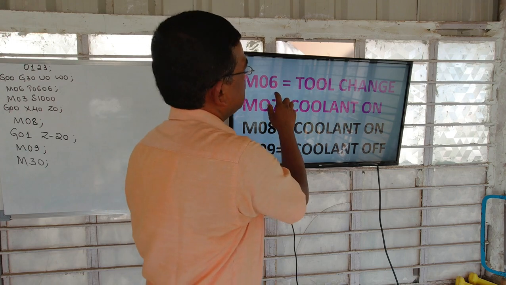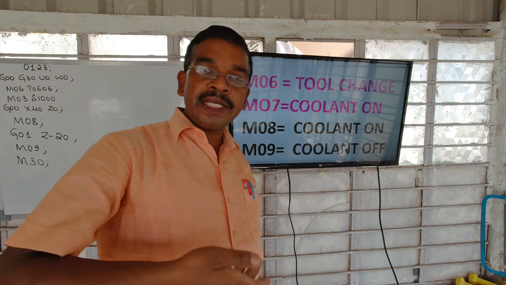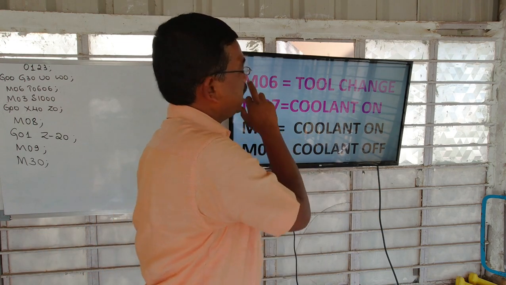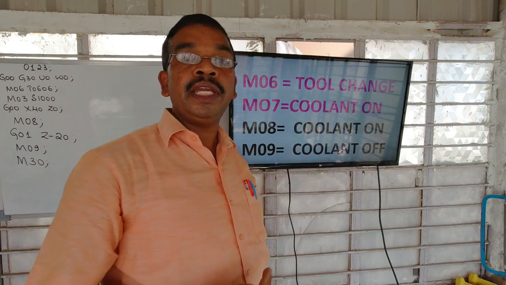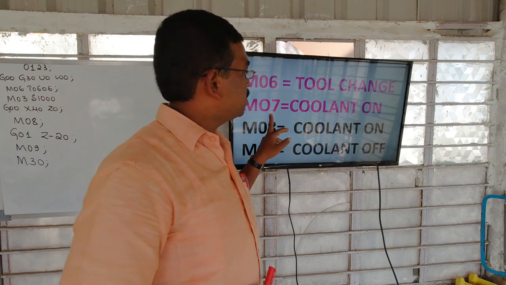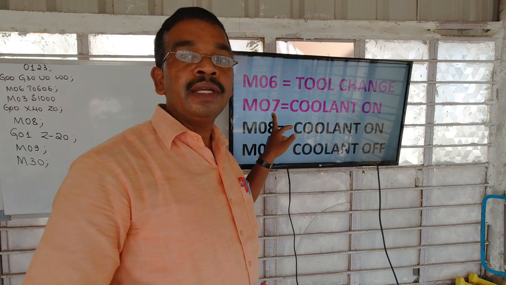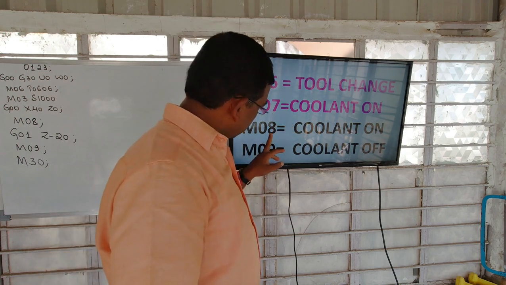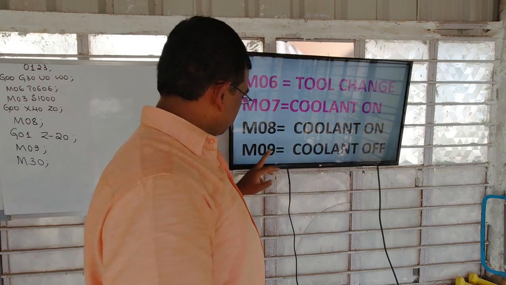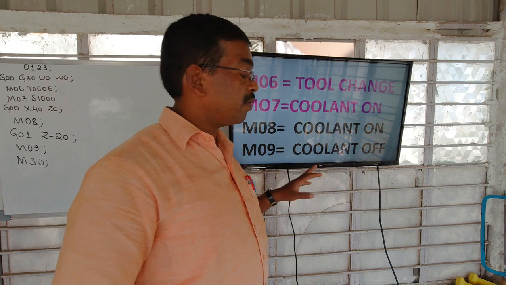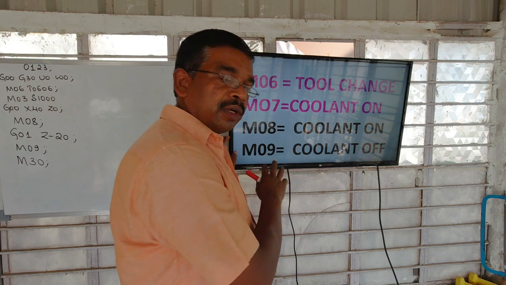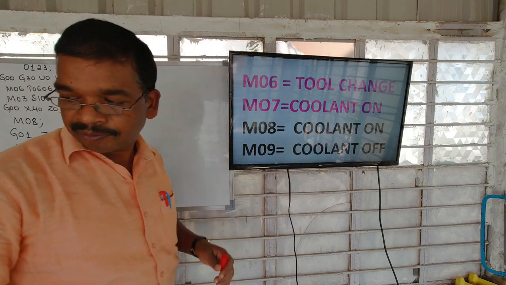See, M06 is for changing the tool. For indexing the required tool, we have to write the program with M06 and T followed by some number. And for switching on the coolant system, we have to give M07 in some machines, and M08 is also for switching on the coolant motor in some other machines. M09 is for coolant off. To switch off the coolant motor, we have to write the program like M09. So let me explain one by one.